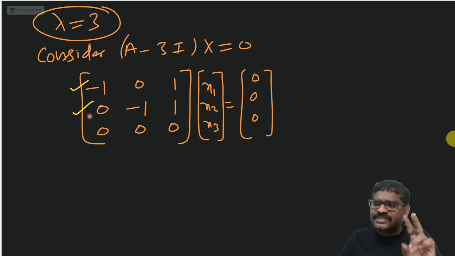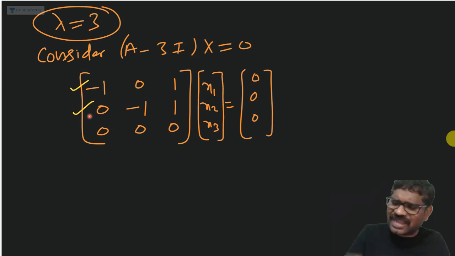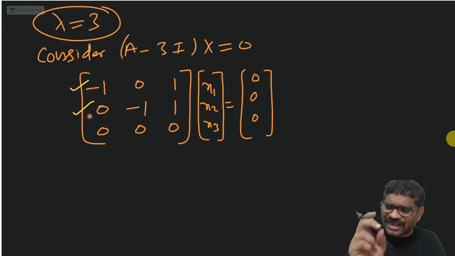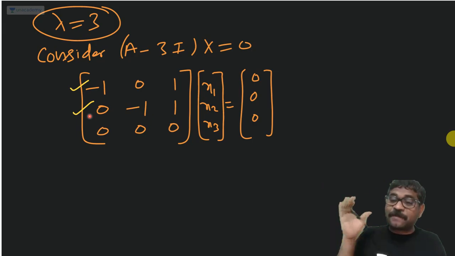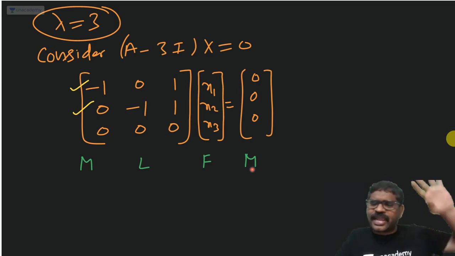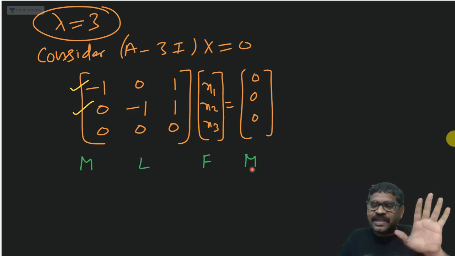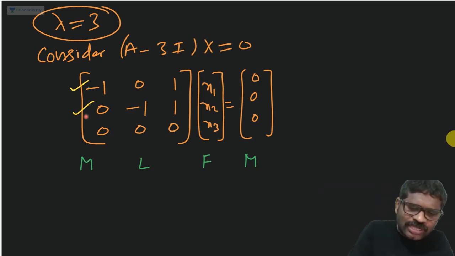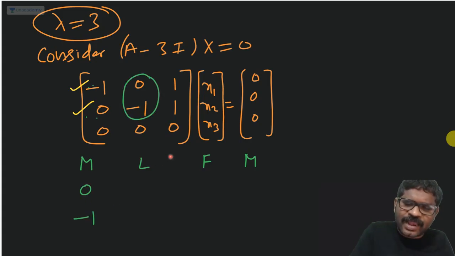Select 2 non-zero rows from A minus lambda I. I am not applying any operation also. Directly I am selecting 2 non-zero rows from A minus lambda I. Earlier I explained middle, last, first, middle. That middle, last, first, middle is different. Observe, in the 2 non-zero rows, these are the middle elements. Last, first, again middle.